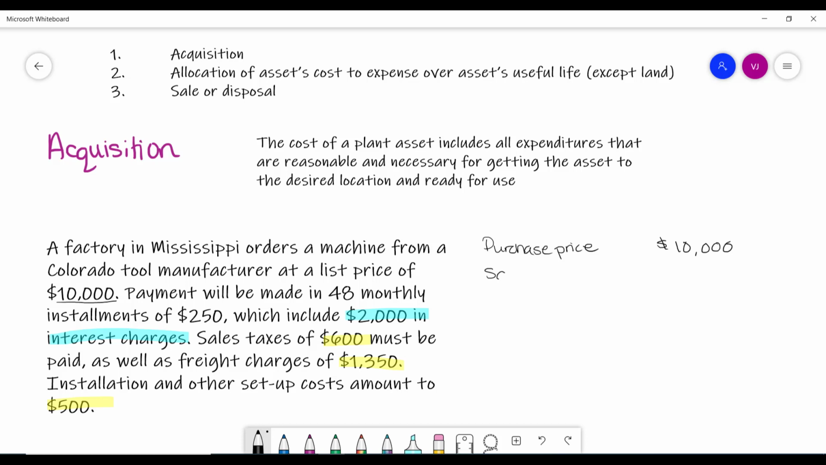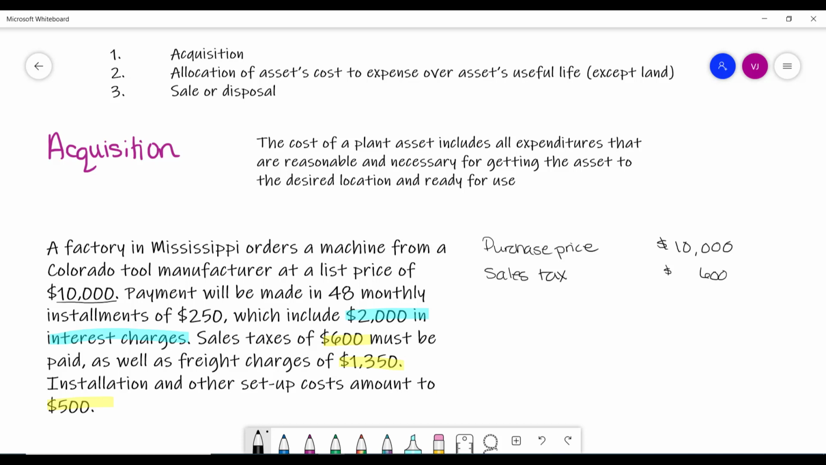But sales tax is a reasonable and necessary cost that is incurred to not only get the asset ready, but to get it to the desired location. How so? Well, sales tax is not something we can avoid. It's something you are going to have to pay if you are going to purchase this item. So sales tax is one of those things, it's necessary. It's part of life when you make a purchase in a state that charges sales tax. So we're going to add sales tax in here.